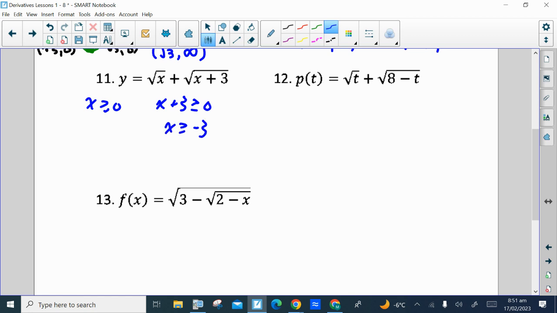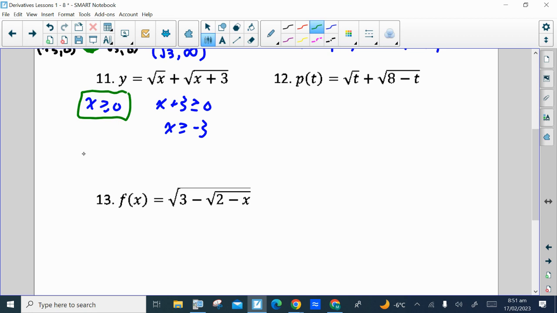Therefore, x has to be greater than or equal to negative 3. So these are two conflicting statements. What we need to do is choose the statement that satisfies them both, which would be that x is greater than or equal to 0. All numbers greater than or equal to 0 are also greater than or equal to negative 3. But all numbers greater than or equal to negative 3 are not also greater than or equal to 0, like negative 2. That's greater than or equal to negative 3, but not greater than or equal to 0. So you need to choose the statement that satisfies them both.